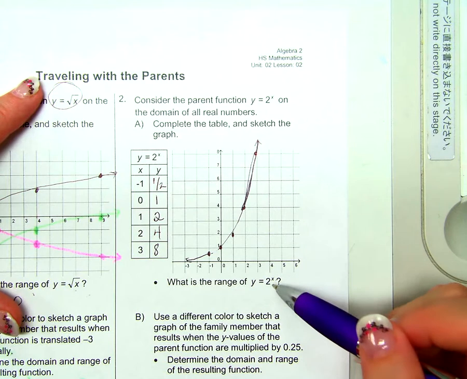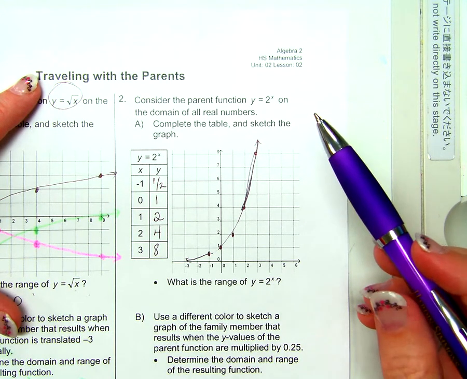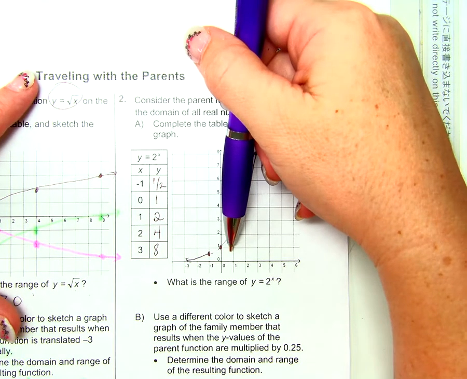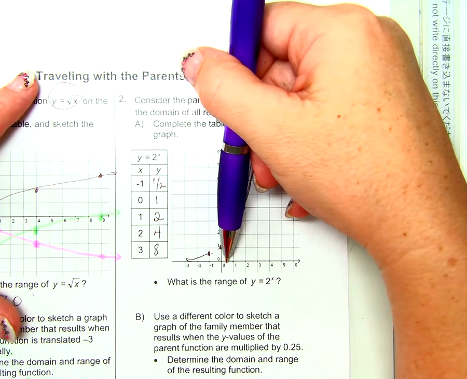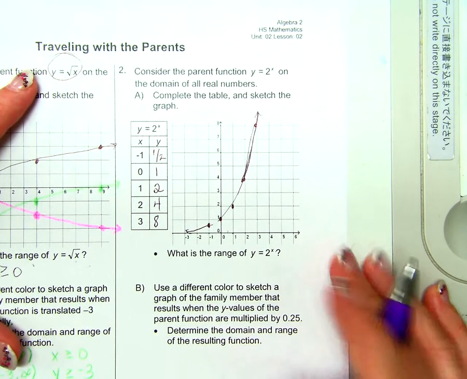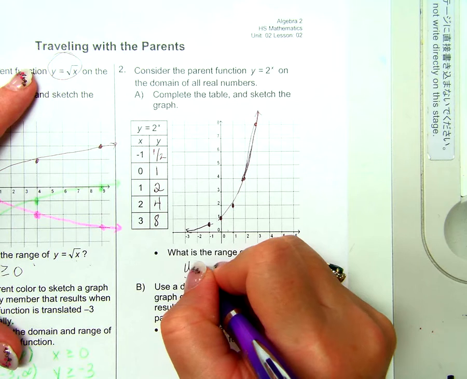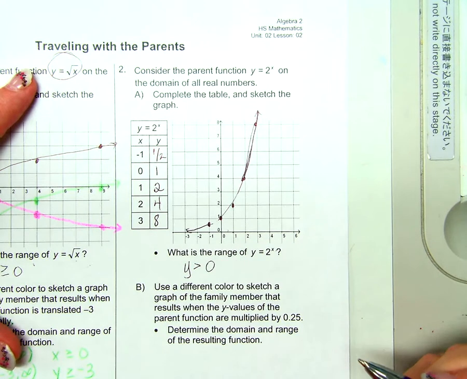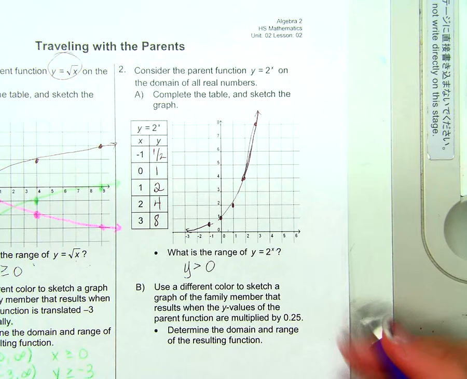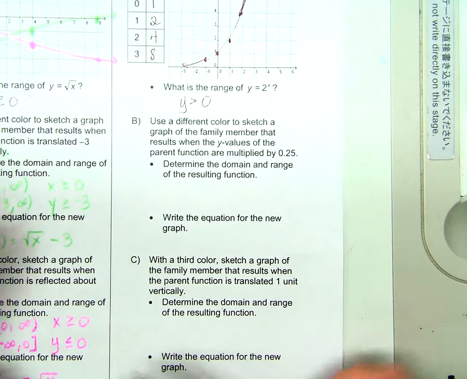What's the range of this function? Range is down to up, right? How far down does this go? Does it cross the x-axis? No. Does it get to the x-axis? No. So my range is going to be everything greater than 0. Okay? You have B and C to do for homework.